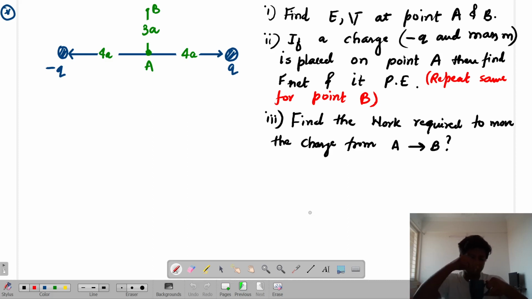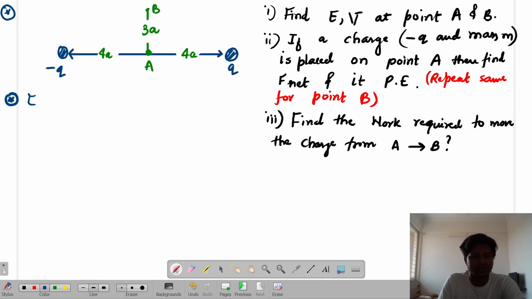Then try that. Okay. Then I'll move ahead. Yeah. Okay. Let us first do the calculation of electric field. Then you do the others. Okay.